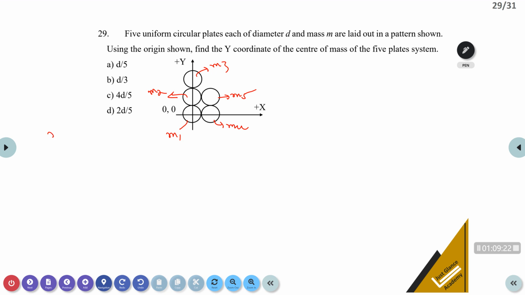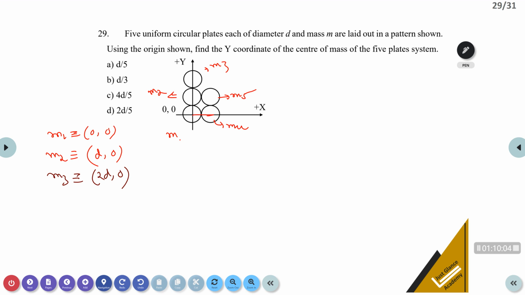Write the coordinates. M1 coordinates, it is the origin only, 0, 0. M2, you see, for this X is 0, but for M2 the coordinates are from here to here. Is it not a diameter? This is radius, this radius, 2 times radius, nothing but D comma 0. Next, for this disk, from here to here this is one diameter, and this is one more diameter. It becomes two diameters. M3 equals 2D comma 0.